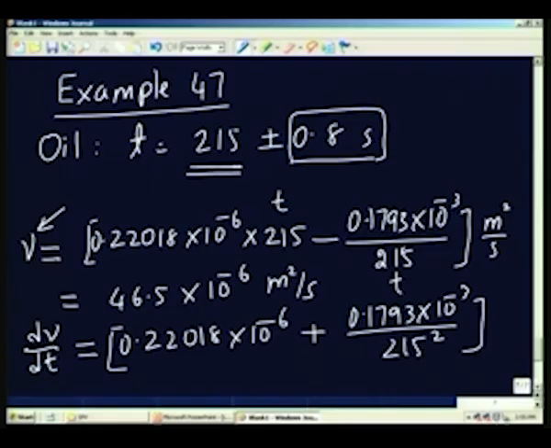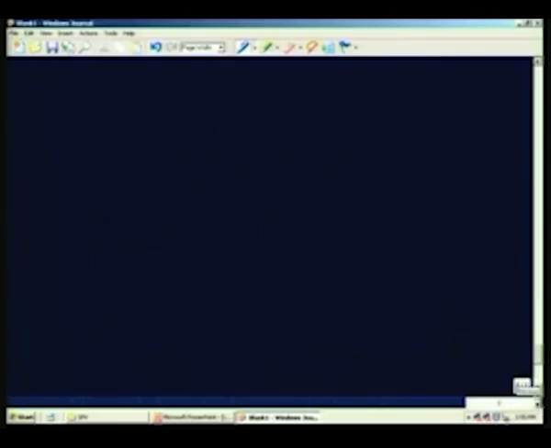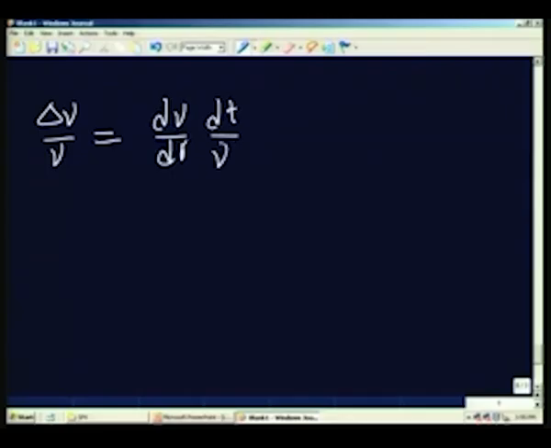This is the derivative of nu with respect to time. This will be in meter squared per second squared. So, this is a very simple problem. We can say that delta nu by nu is nothing but d nu by dt into dt by nu. This is the uncertainty in the nu value. This is the derivative I obtained, multiplied by delta t. If you want, you can show it as delta t here.